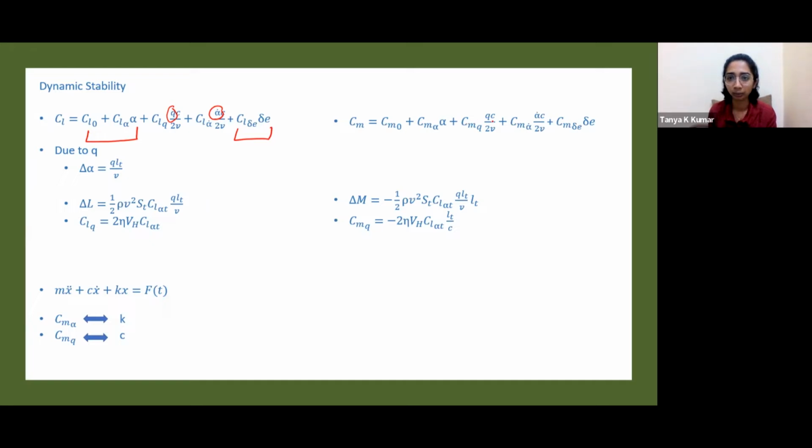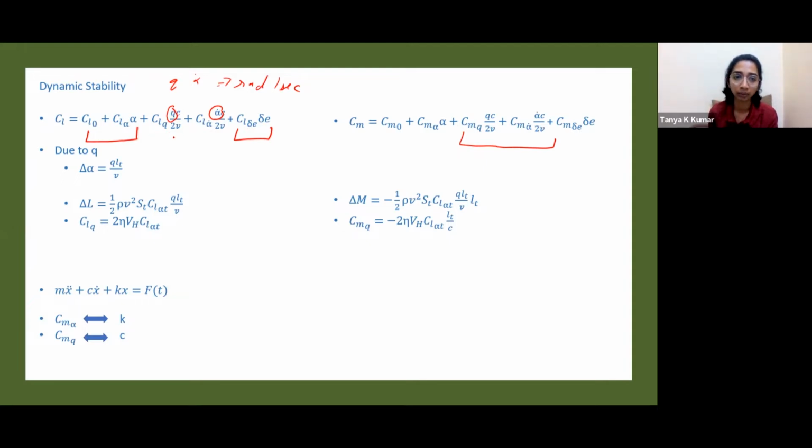Similarly, for CM, we have these two new terms associated with Q and alpha dot. Now, as opposed to the previous cases, we are not just doing CLQ into Q because Q is not a dimensionless parameter. Alpha, CL naught, CL alpha, CL delta E were all dimensionless parameters. Delta E was in radians, and a radian is a dimensionless parameter. Now Q and alpha dot are radians per second. So we add these other terms, QC by 2V. The 2 is just a convention, but the other terms are added to non-dimensionalize this term.